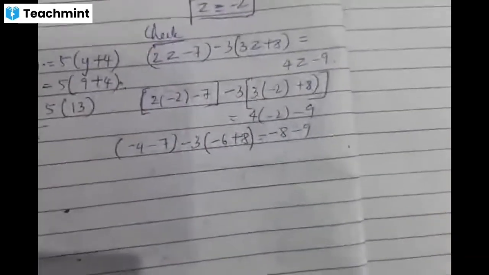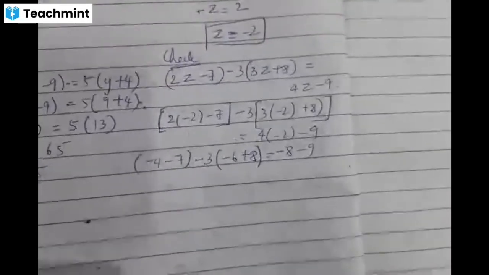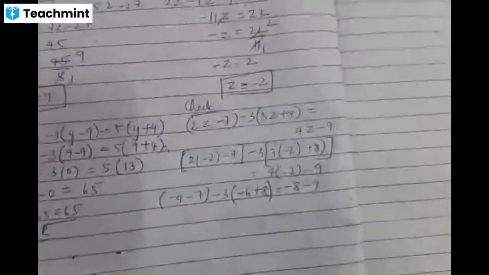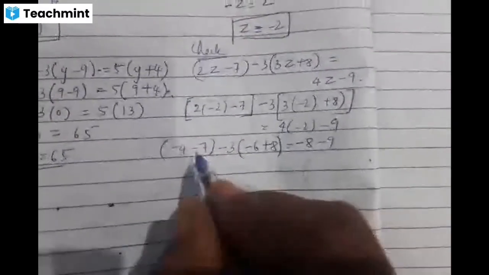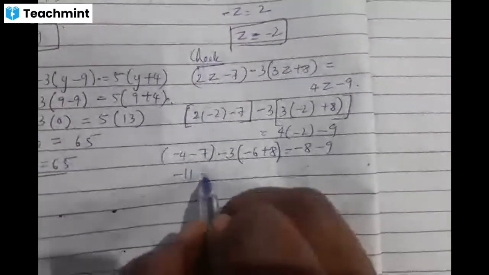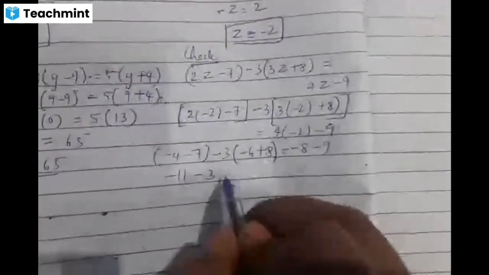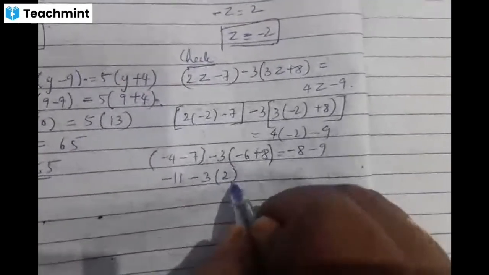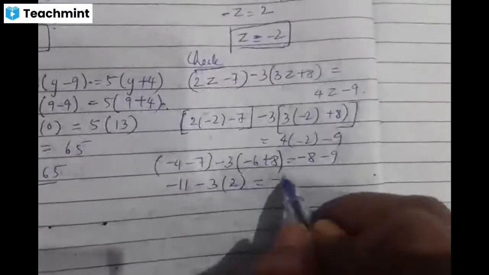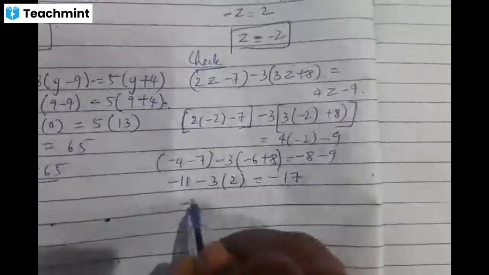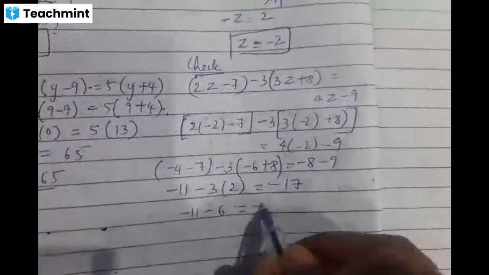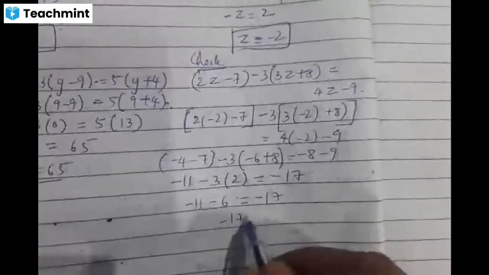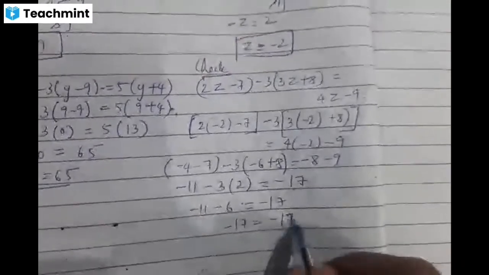In this way, we are getting here the verification we have to solve. Minus 4 minus 7 is minus 11, minus 3, minus 6 plus 8 is 2, which is equal to minus 17 on the right hand side. Minus 11 minus 3 into 2 is minus 6, minus 17. Minus 17 is equal to minus 17. In this way, LHS is equal to RHS.